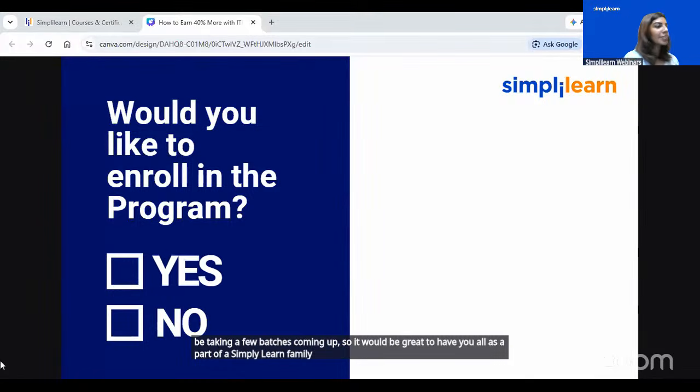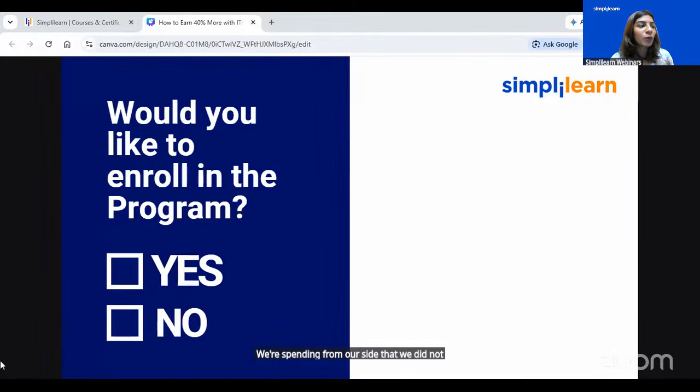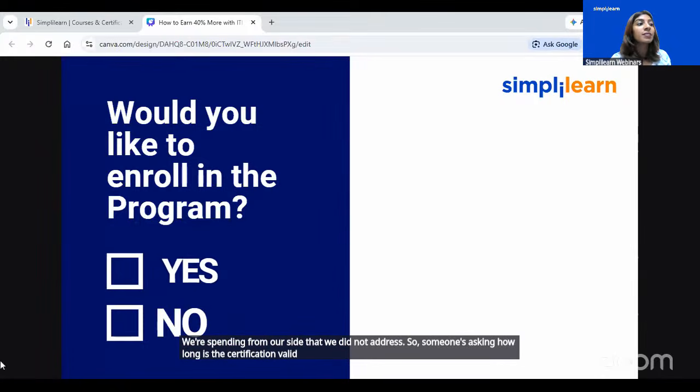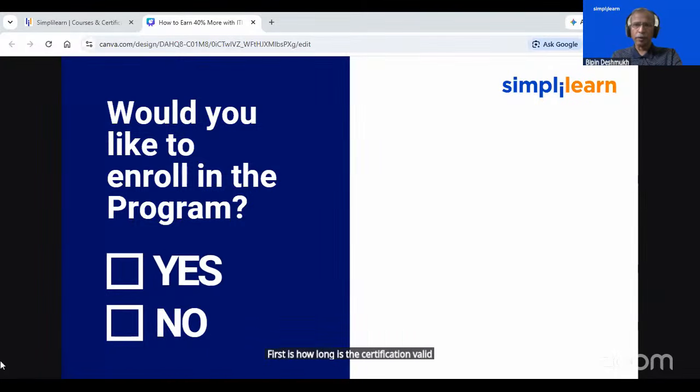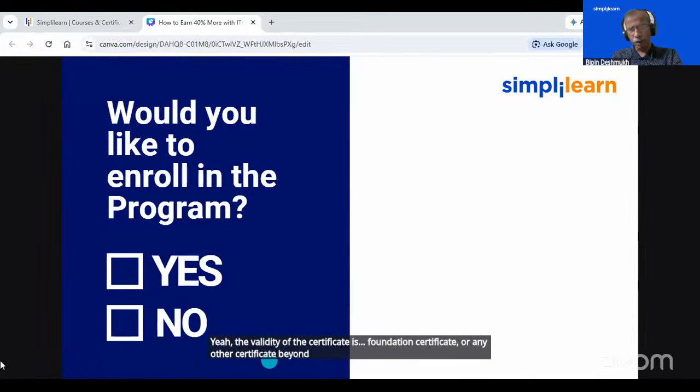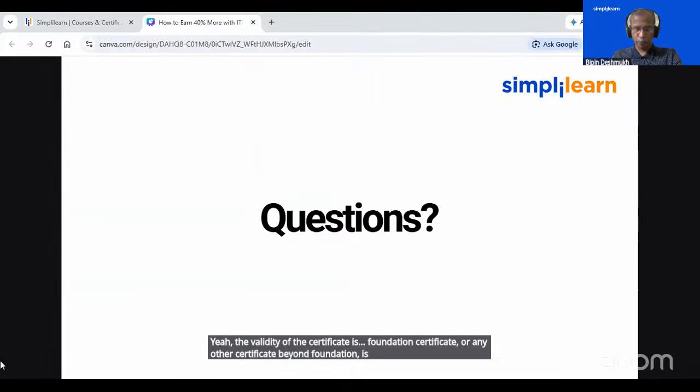I think, Bipin, there's one question that was pending from our side that we did not address. Someone's asking how long is the certification valid, what is required for renewal, and what's the recommended timeline to complete the certification? Three questions. First, how long is the certification valid? The validity of the foundation certificate, or any other certificate beyond foundation, is 3 years.